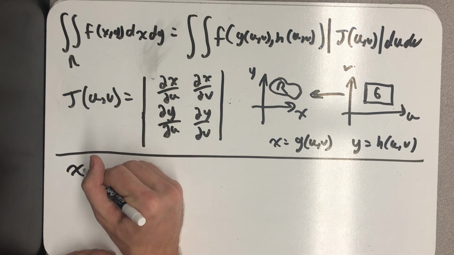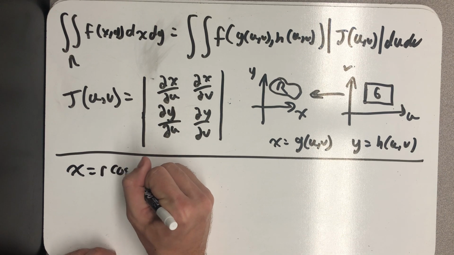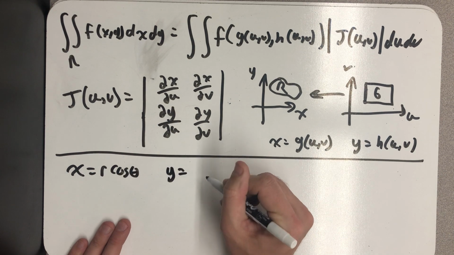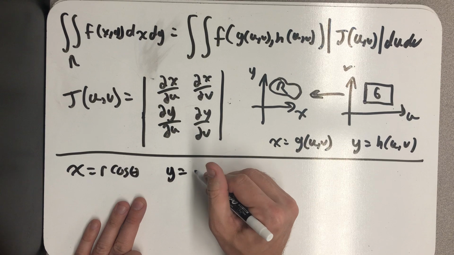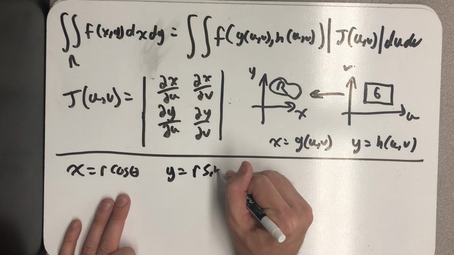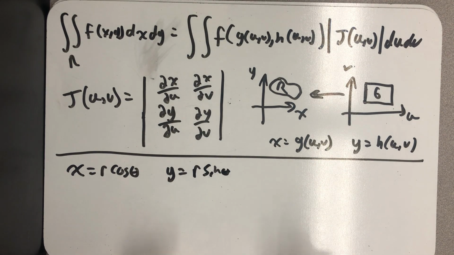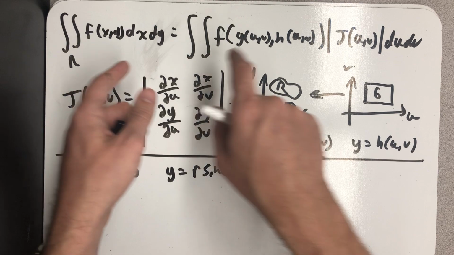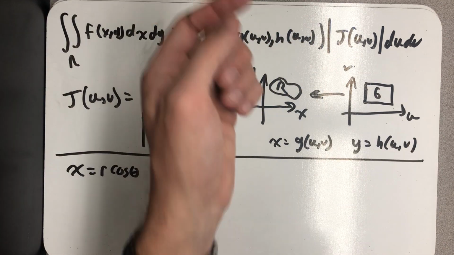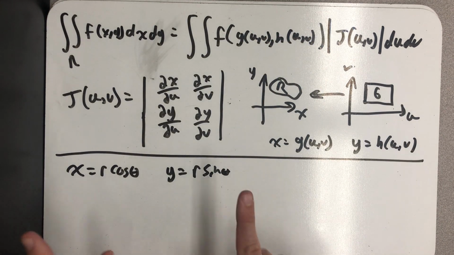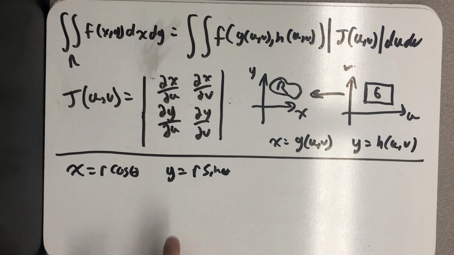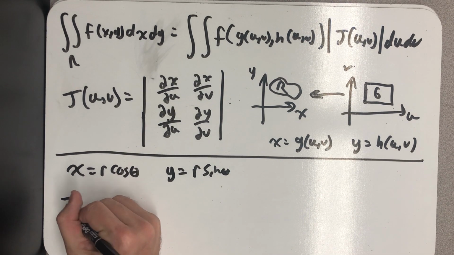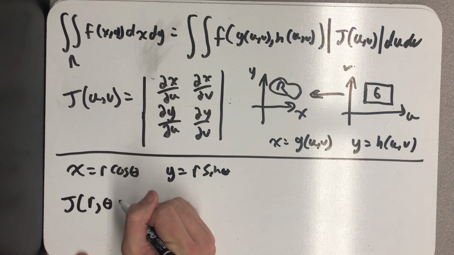And we've actually already seen this because the formulas are x equals r cosine theta and y equals r sine theta. Right, they convert from a polar region back to a rectangular region, or we can think of the substitution as converting a rectangular integral to a polar integral. So I want to calculate the Jacobian for this substitution. So this will be a J of r comma theta.